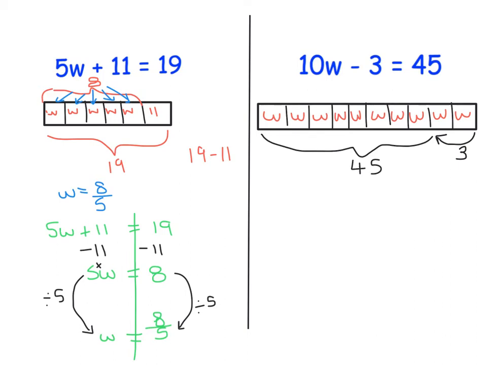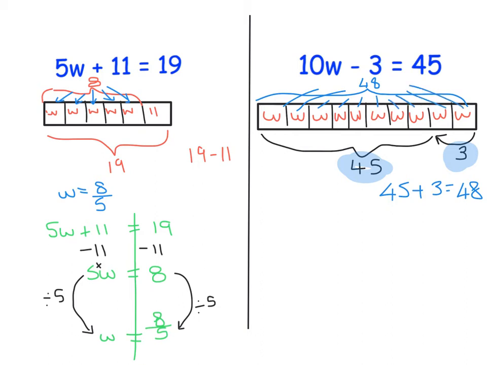So again, I can figure out the whole lot of this by adding these two bits together. So that's 45 add 3, which is 48. So all of these w's is equal to 48. So if I want to find out what one of those w's is, I need to divide by 1, 2, 3, 4, 5, 6, 7, 8, 9, 10. So 48 divided by 10. I'm going to leave it as a fraction, 48 over 10. You could change it to 4.8, being as it's a nice easy decimal, but that's absolutely fine.